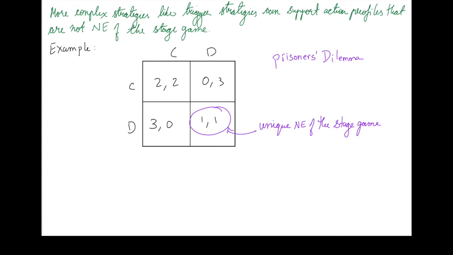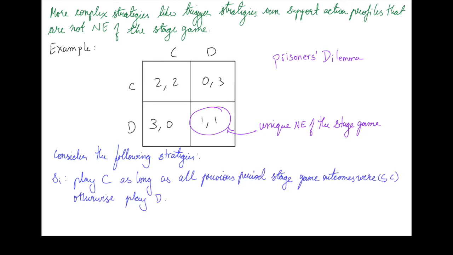So let me give you an example of a trigger strategy that can support cooperation as the equilibrium. The strategy for player i is to play C in any period as long as the previous stage game outcomes were always C. Otherwise, play D. So what is this strategy telling us? It says, as long as the other guy cooperated with you in all previous periods, you play C. If he even once didn't cooperate with you, then you play D.